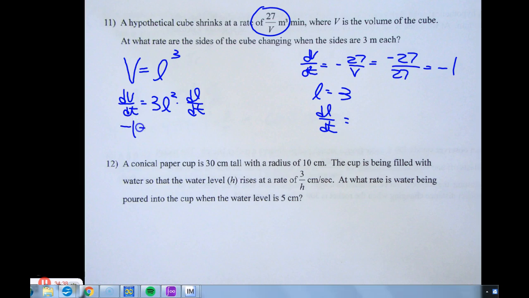dV over dt is negative 1. L is 3. And then this would be, so 3 squared is 9, times 3 is 27. You would divide, so you'd get negative 1 over 27. That'd be like meters per second. Not cubed. It'd be minute. You're right, it's minute. It's meters per minute. Not cubed, though, because it's just a length. How many had negative 1 over 27? Oh, yeah, okay. Questions on it?